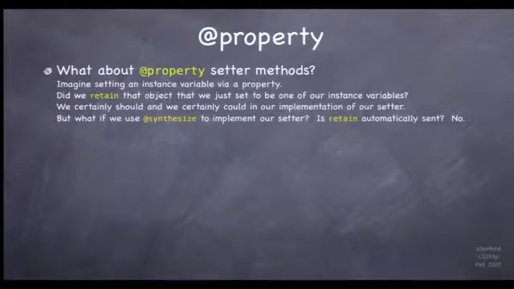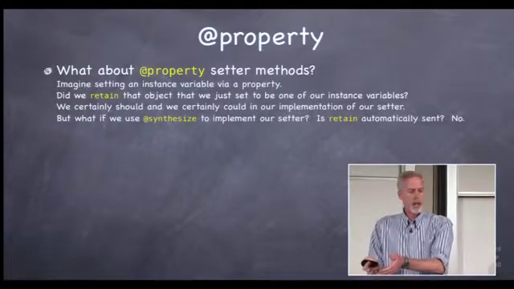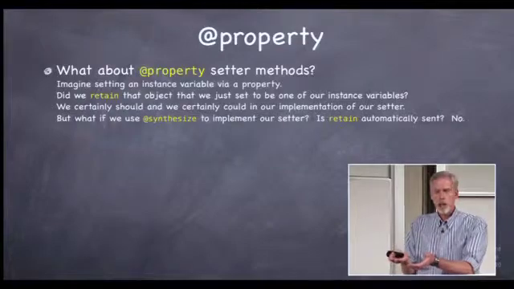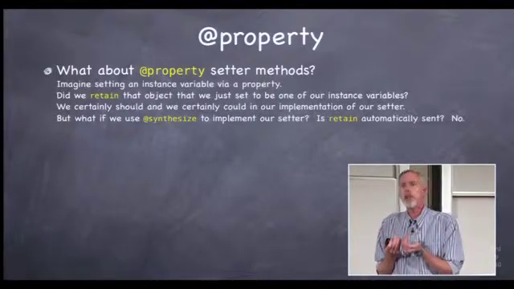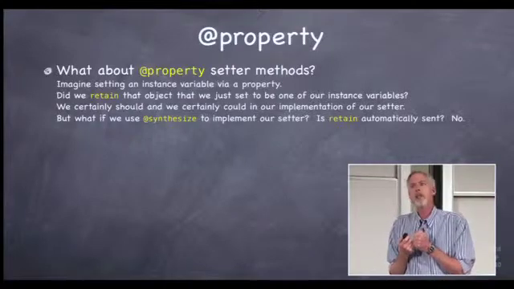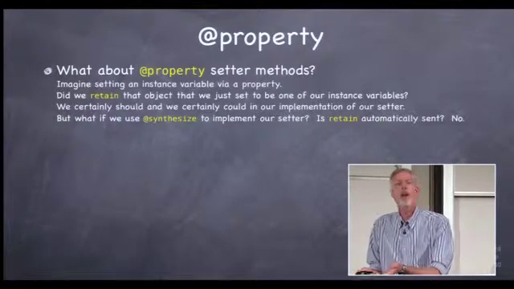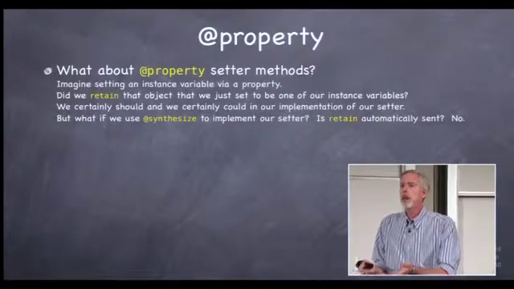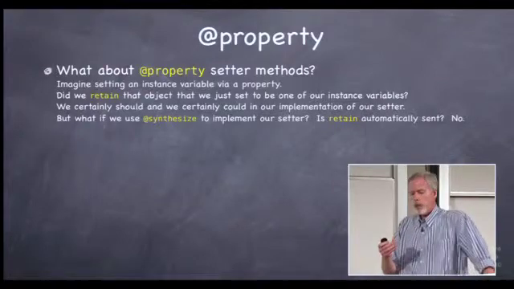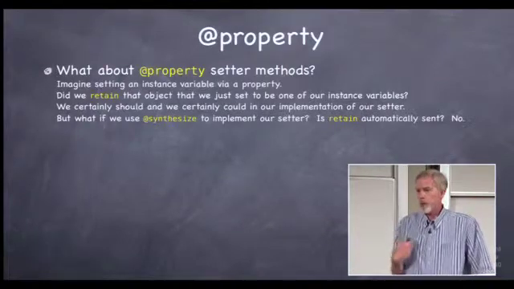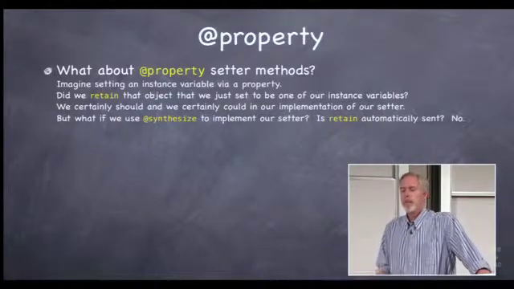But that's the property getter method. What about the property setter methods? When you set an object via a property, does the object that you set it on take ownership of it? Generally, they probably want to. Why else would they be having you set this thing on them if they weren't going to own it, right? So in your implementation of a setter, you would want to say retain on the argument of the thing that was handed to you to set in your object.